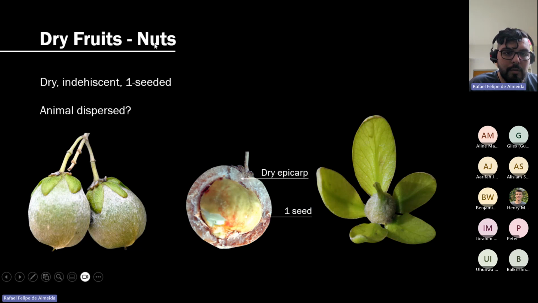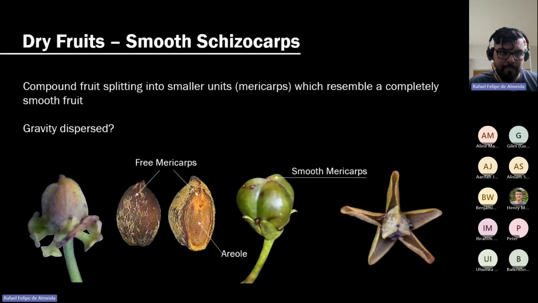We have dry fruits that are called nuts in Malpighiaceae. They are dry indehiscent when mature. They are probably animal dispersed, but we don't have any studies testing this hypothesis, so it's just a guess. So here you can see the dry, very hard epicarp and the one large seed here in the middle. And this type of fruit is only found in a single Neotropical genus called Dicella. I haven't seen this type of fruit in any other genera of Malpighiaceae so far.